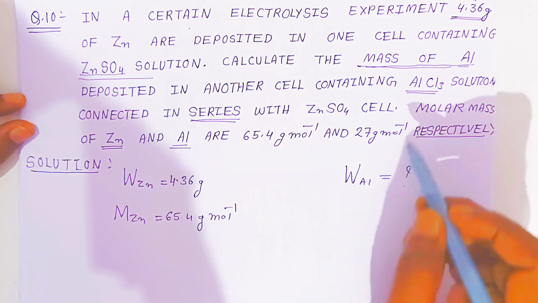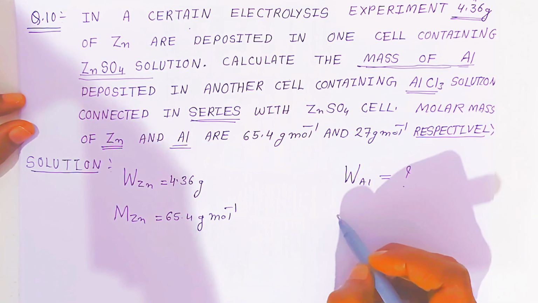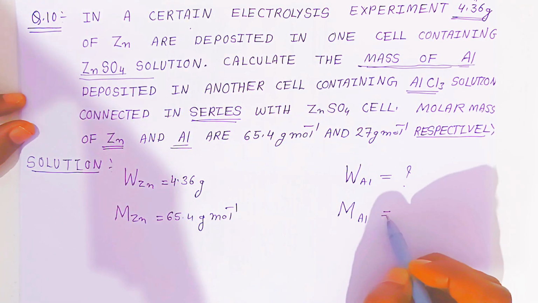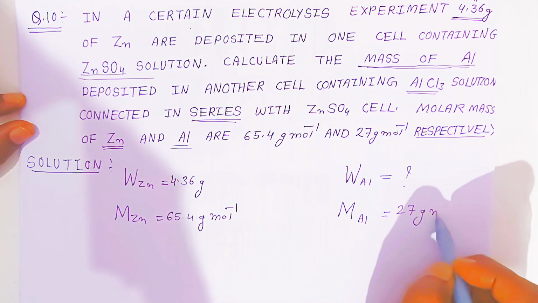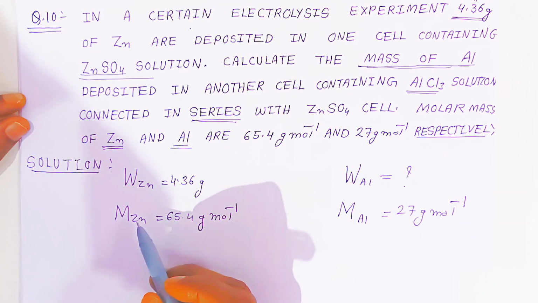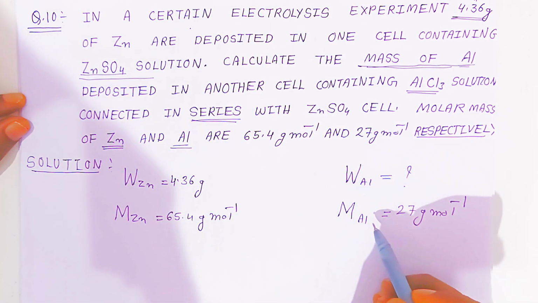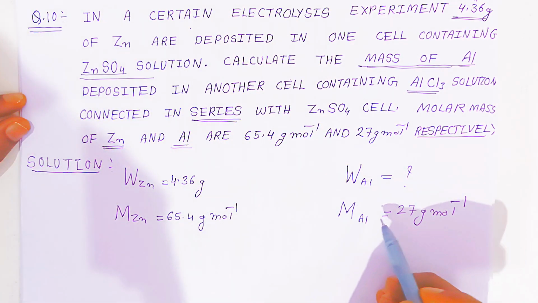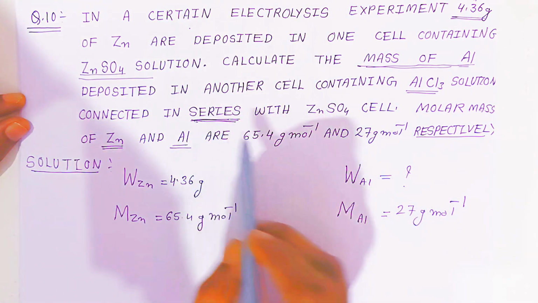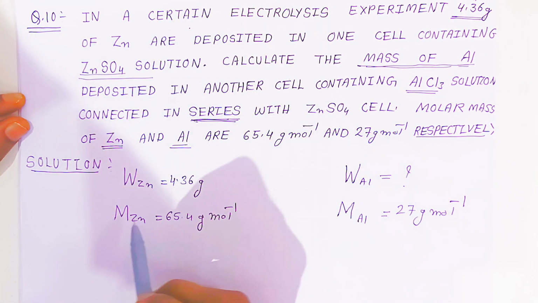Okay students, what is given about the aluminium students? Molar mass of aluminium is given to you, that is 27 gram per mole. So you have two cells students, the zinc sulfate cell and the aluminum trichloride cell. Both the cells are connected in series. Understanding students, when the current passes, the same amount of current will pass in both the cells.